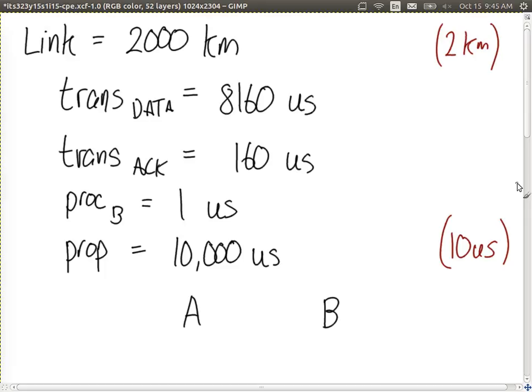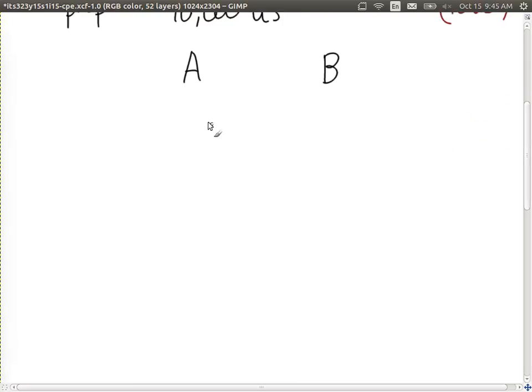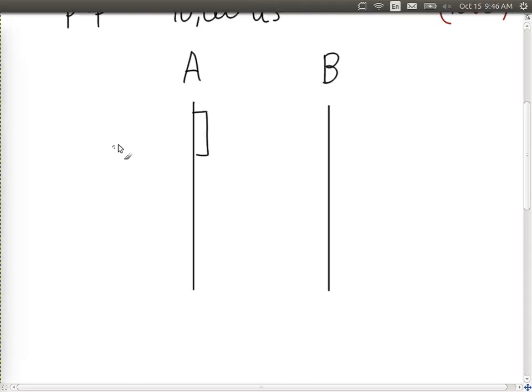So draw the time sequence diagram. We can quickly draw that. We don't have to draw for many frames, but you'll quickly see the situation. It essentially looks the same. Now be careful that I haven't drawn the diagrams to scale. It's hard to capture the scale in a small space. But we get to transmit the data frame. Takes 8160.